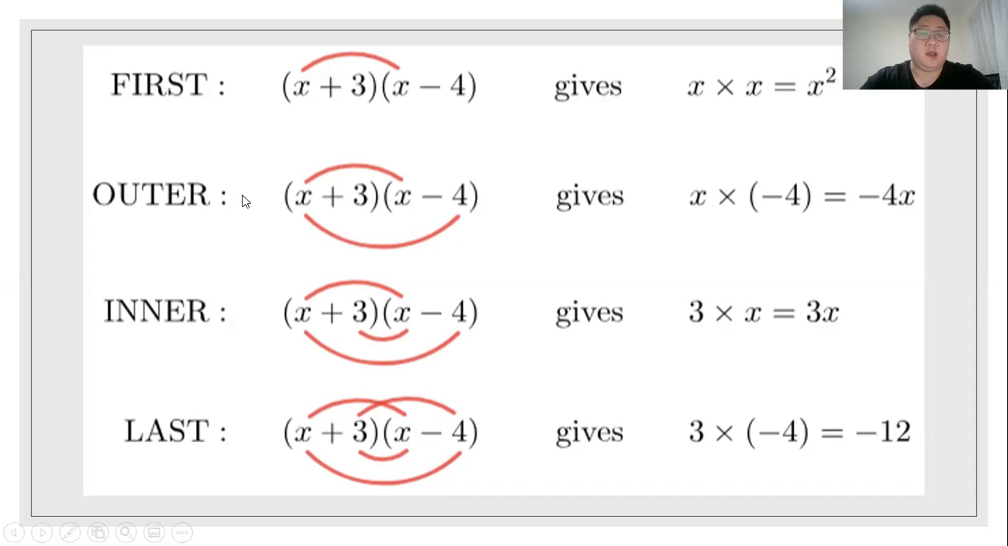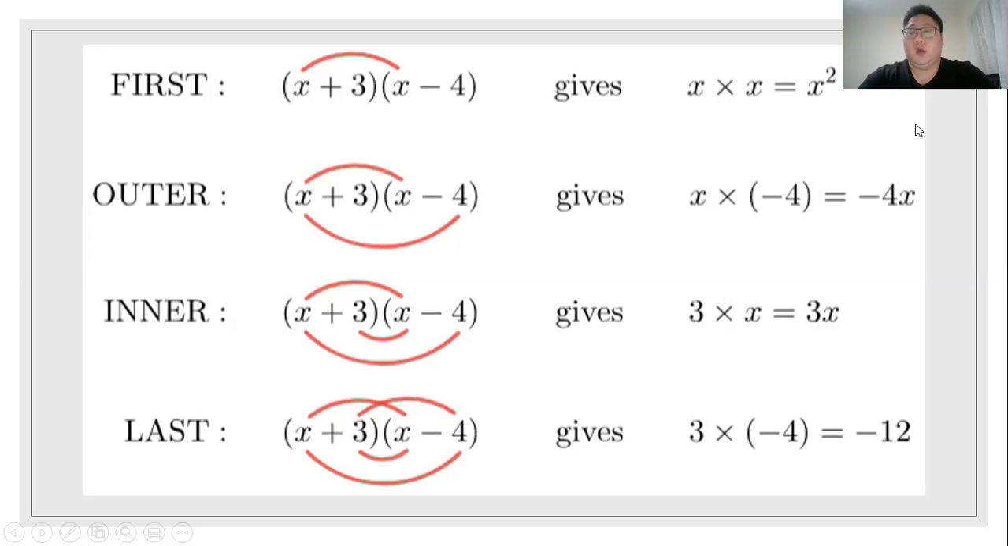And then you have your outer, which is this long one here, which is x times negative 4. You must have that negative 4 there. That is very important, and I'll show you why later. So x times negative 4 gives you negative 4x. Your inner is this one here, 3 times x, which gives us 3x. And our last is 3 times negative 4, which gives us negative 12.